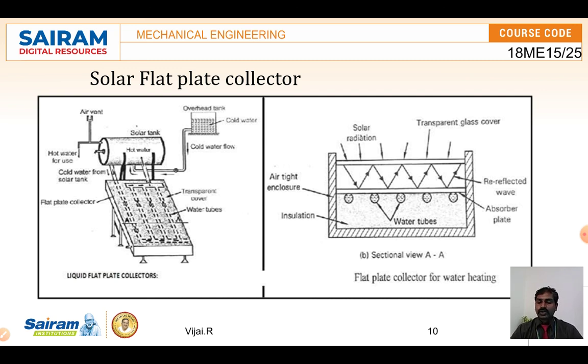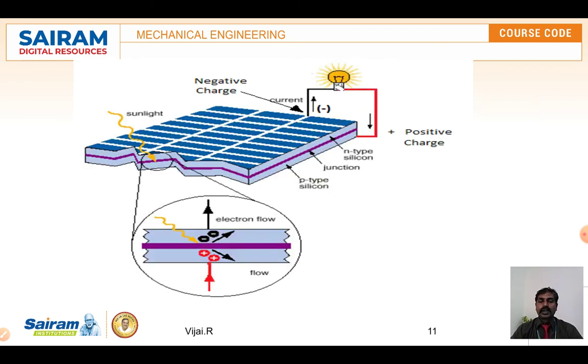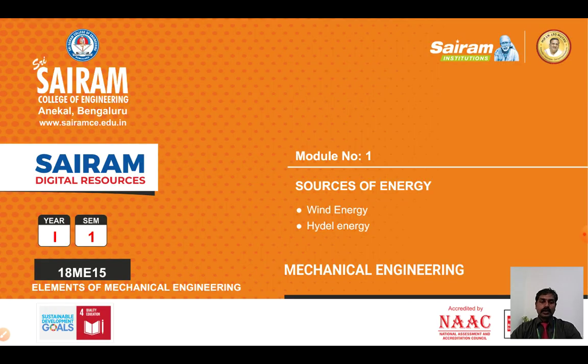Cooking also can be done with the same basic principle, and electricity can be produced with the help of the photovoltaic cell and the photoemission effect. That is, when charge is there, EMF is going to be produced. Okay, so this is the basics of how solar energy can be converted into electricity. And next we will see wind energy, hydel energy and so on.